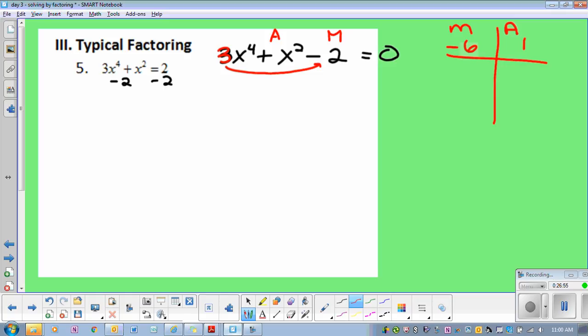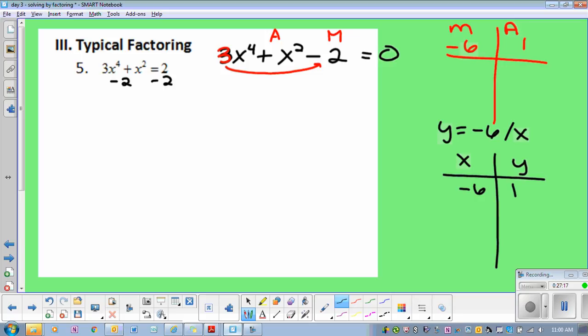So what 2 numbers multiply to give me negative 6 and add to give me 1? Do you guys remember how to do this? You can put it into your calculator. Go to y equals, put in your m number divided by x. And then when you go to your table, you'll see negative 6 and 1, negative 3 and 2, negative 2 and 3, negative 1 and 6, and so on. 2 and negative 3.